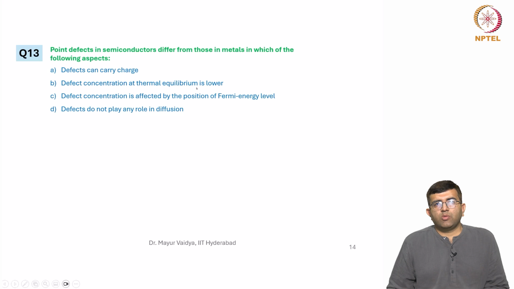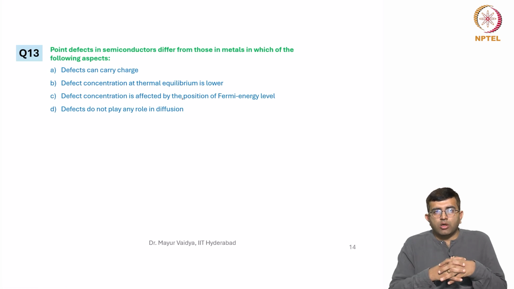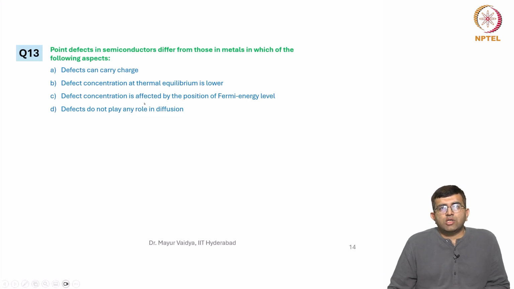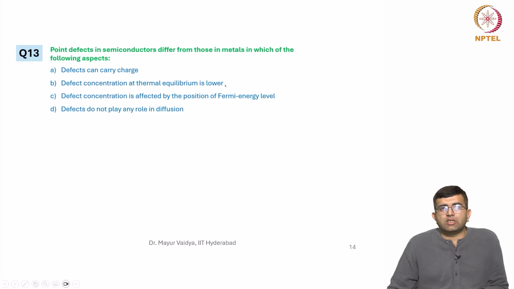Defect concentration at thermal equilibrium is lower. This is also correct because of the presence of the covalent bonding, which is much stronger. Then at thermal equilibrium, the equilibrium concentration is less when you compare the metals. Then defect concentration is affected by the position of Fermi energy level. This is also correct because we have seen that that is what gives rise to the charged defects in semiconductors. So, whether they go to the acceptor level or as a donor level, it is decided by the position of the Fermi energy level. Defects do not play any role in diffusion.